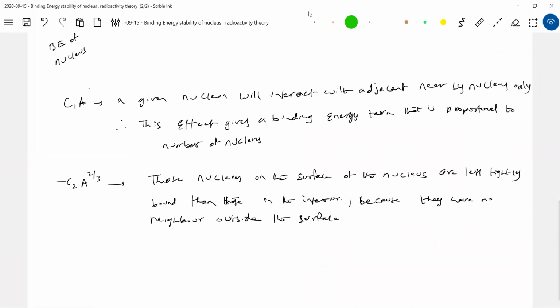It's simple. What is the surface area? 4 pi r square. And what is the radius? I think r square. And what is r equal to? R naught A to the power of 1 by 3. Why will A to the power of 2 by 3 come? Able to understand? Substitute this r there.